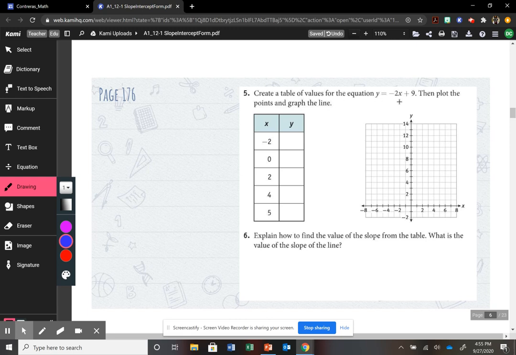All right, so we're going to create a table of values. So we're plugging in these values here to get our y points or our outputs. Okay, so I'm just going to do the first two, and then you can fill in the rest. Plus 9. Okay, so our first point is at -2. So here we have 4 plus 9, which is 13. And our next one is -2 times 0 plus 9, which is just 0 plus 9. All right, and then if we plug in the rest, we get 5, 1, and -1. Okay, so let's graph that.